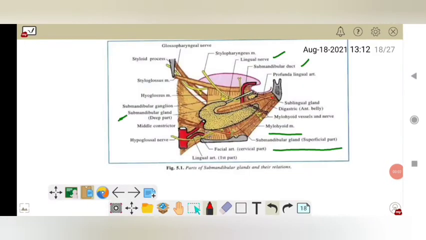Medial surface is extensive and it is divided into three parts: anterior, intermediate and posterior parts. Now medial surface, anterior part rests on mylohyoid muscle. This is mylohyoid muscle. Anterior part rests on the mylohyoid muscle. And intermediate part rests on this straight muscle, that is hyoglossus muscle, and it is related to lingual nerve and sublingual ganglion.